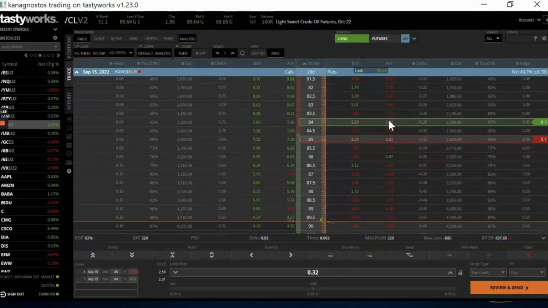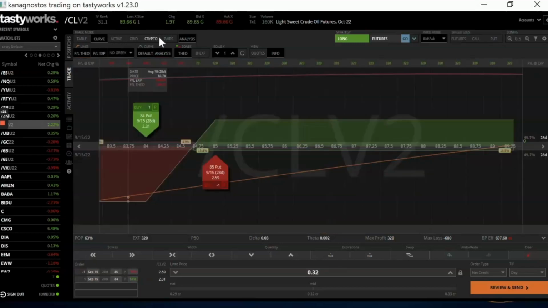What we want to have happen is for crude oil to stay above that $85 level and for time to just tick away so that these options lose their value and then we can buy them back for less than we sold them for. Now, a move to the upside will help that process along, and so would a vol contraction, which can occur with upside moves.